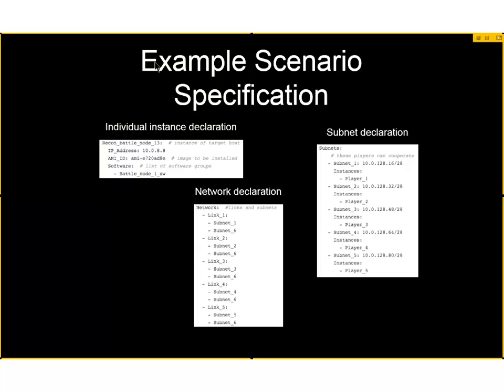So network declaration is also easy. Actually, I should start with subnet declaration. You can specify the range using CIDR notation. You can say which instances you want to be in a given subnet very easily. And then networks are just as easily formed in this YAML. You can say, okay, I want a network to link these two subnets so that they're connected.